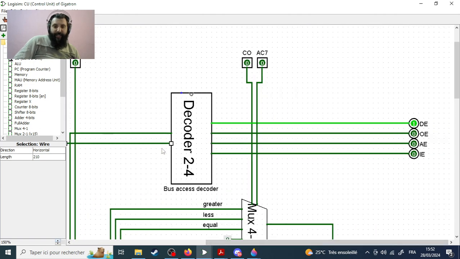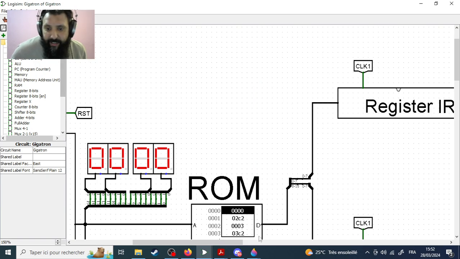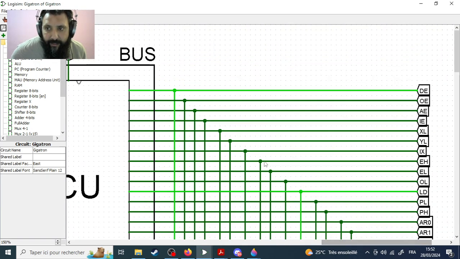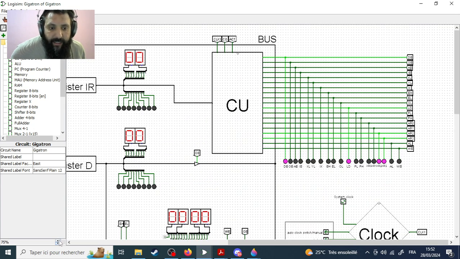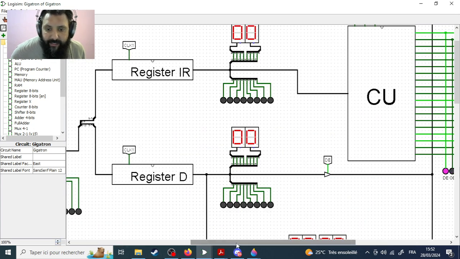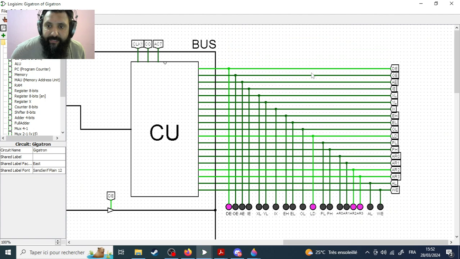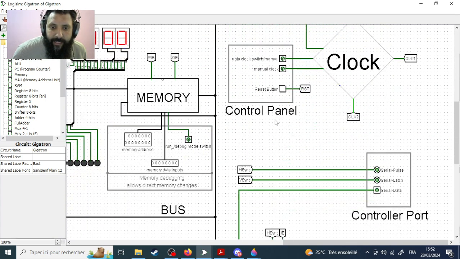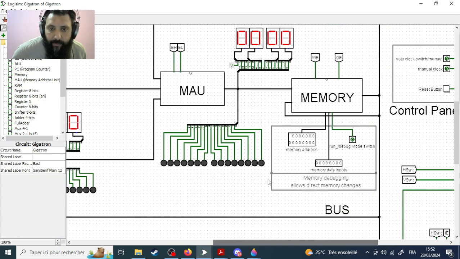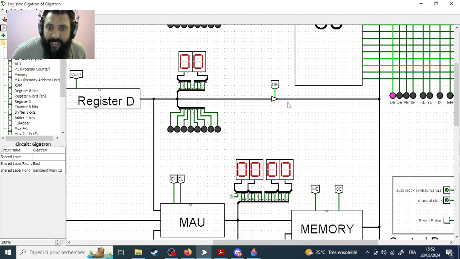We have 00 here, for instance. I get DE activated, and the others are deactivated. It's very good. That means I will get outside the architecture this signal activated. DE is activated. If I follow the DE, where is the DE? The DE is here.